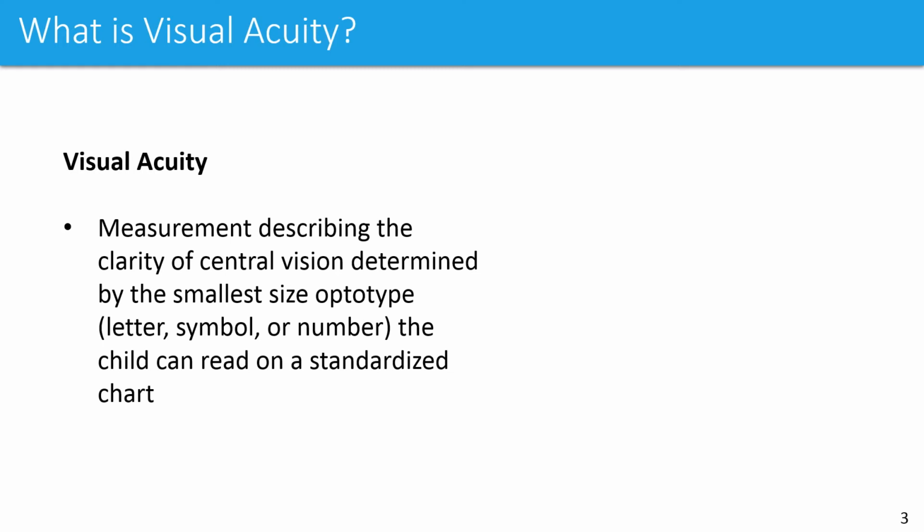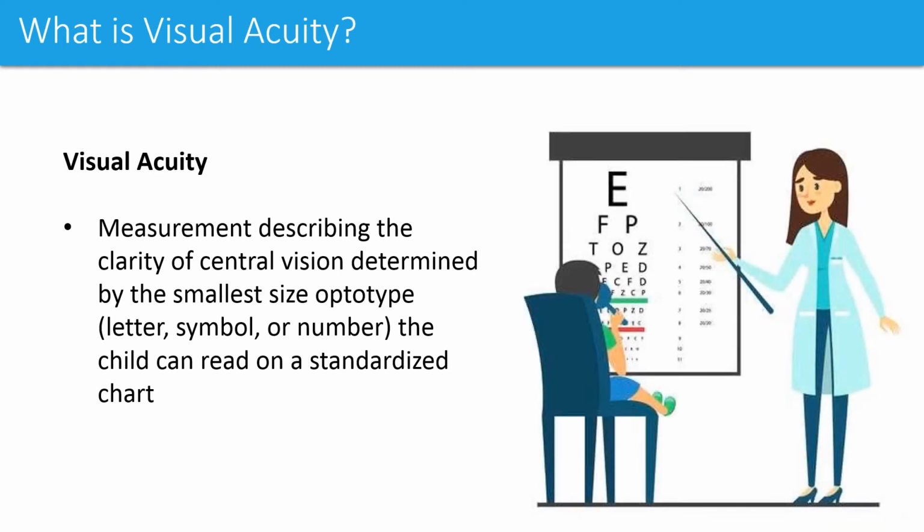Distance visual acuity is a measure of the patient's ability to resolve fine detail. The test determines the smallest optotype the child can read on a standardized chart. Visual acuity tests are a routine part of eye examinations and general physical exams. There is no discomfort associated with the test.